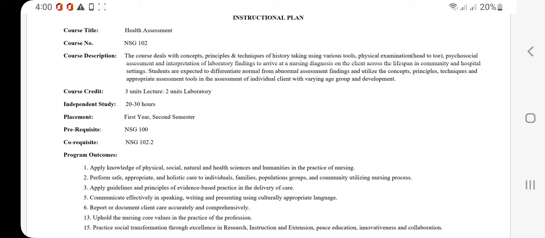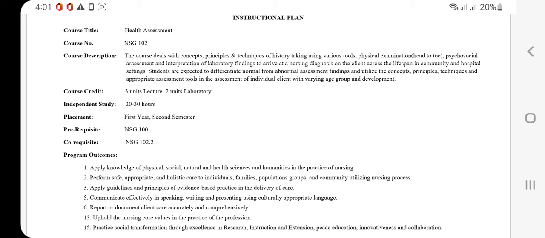So, it's very important po na pumasa kayo ng anatomy and physiology because dito po sa ating health assessment, ina-assess natin yung mga iba't ibang major body systems natin. So, kung wala kayong idea with your anatomy and physiology, mahihirapan at mahihirapan kayo, no?